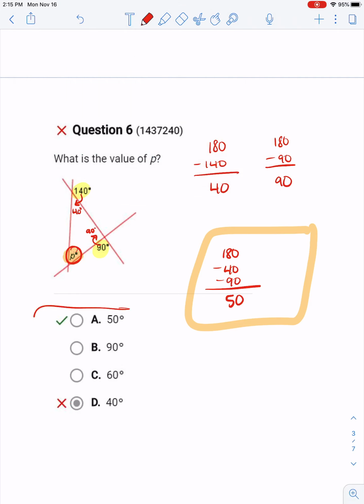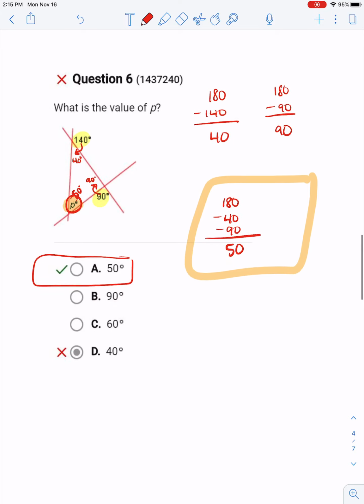Oops, here we go. Okay. Again, I know that because all three angles inside my triangle have to be 180 degrees.